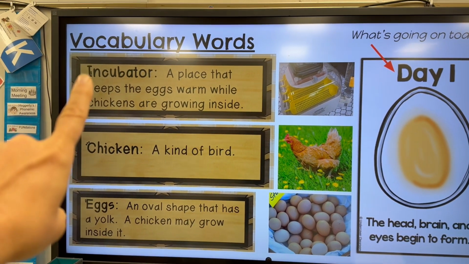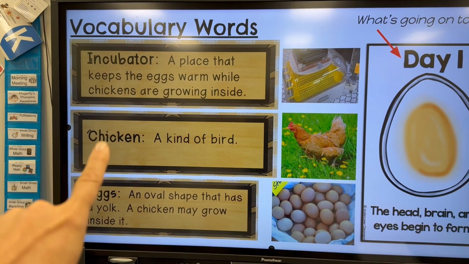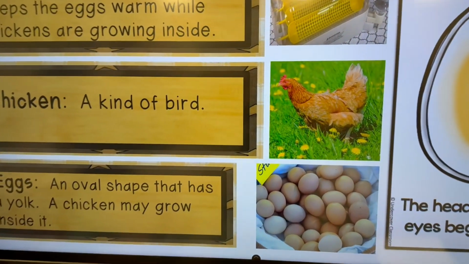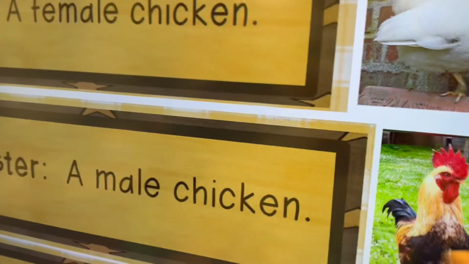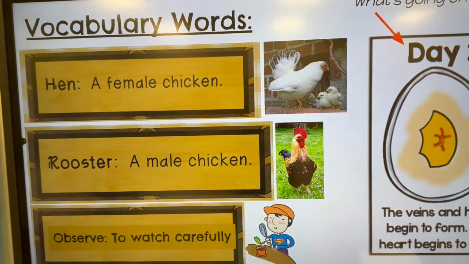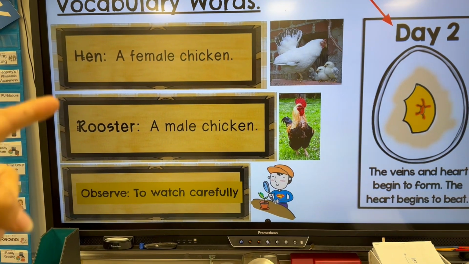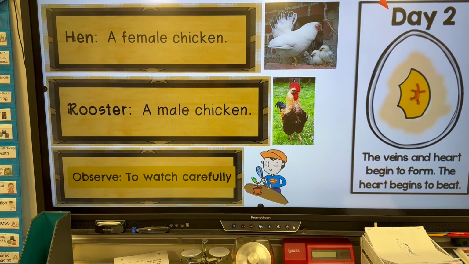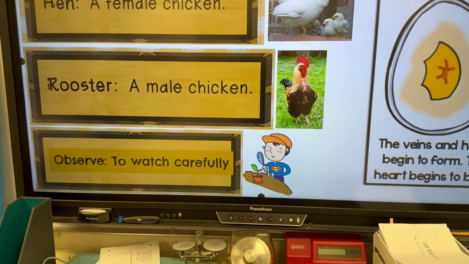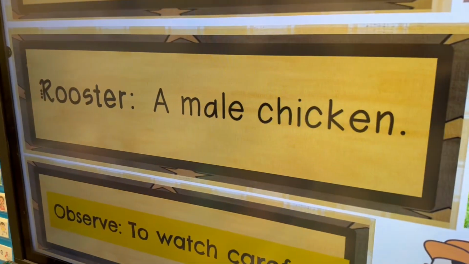We've learned about that. What is a chicken? What are eggs? Can you explain those things to someone else? Day 2, we learned the difference between a hen and a rooster. Have you told someone that lives in your house the difference between a hen and a rooster? We had our first verb, to observe.